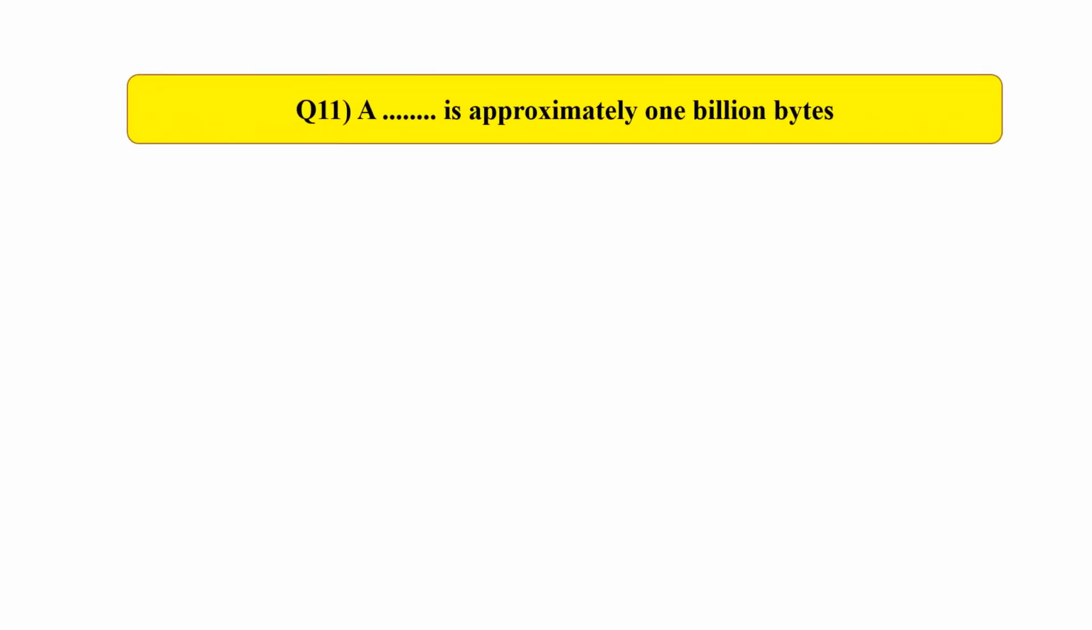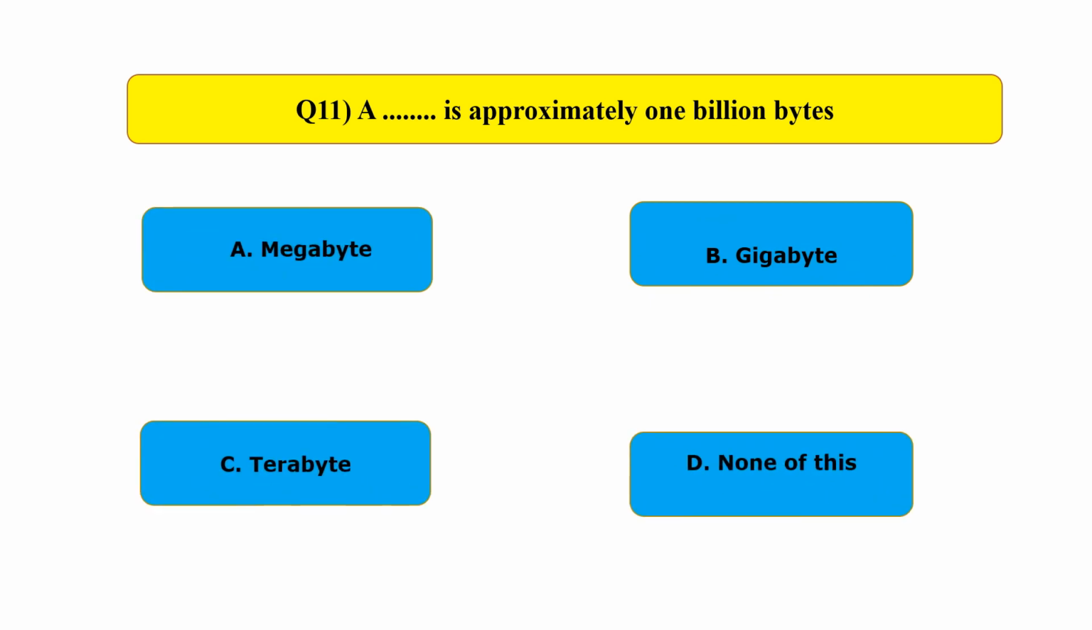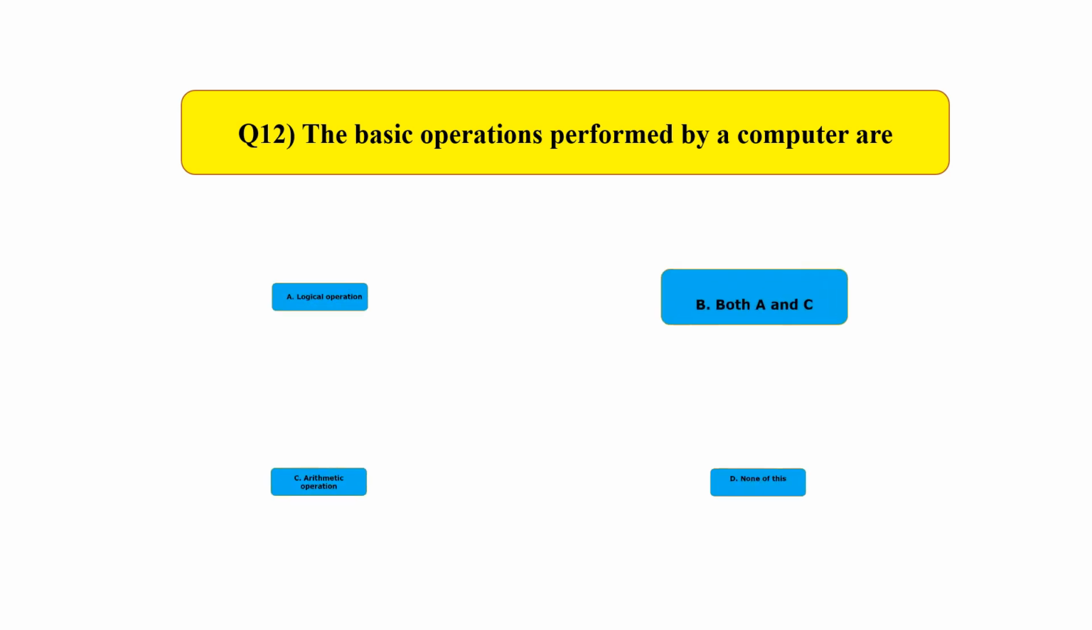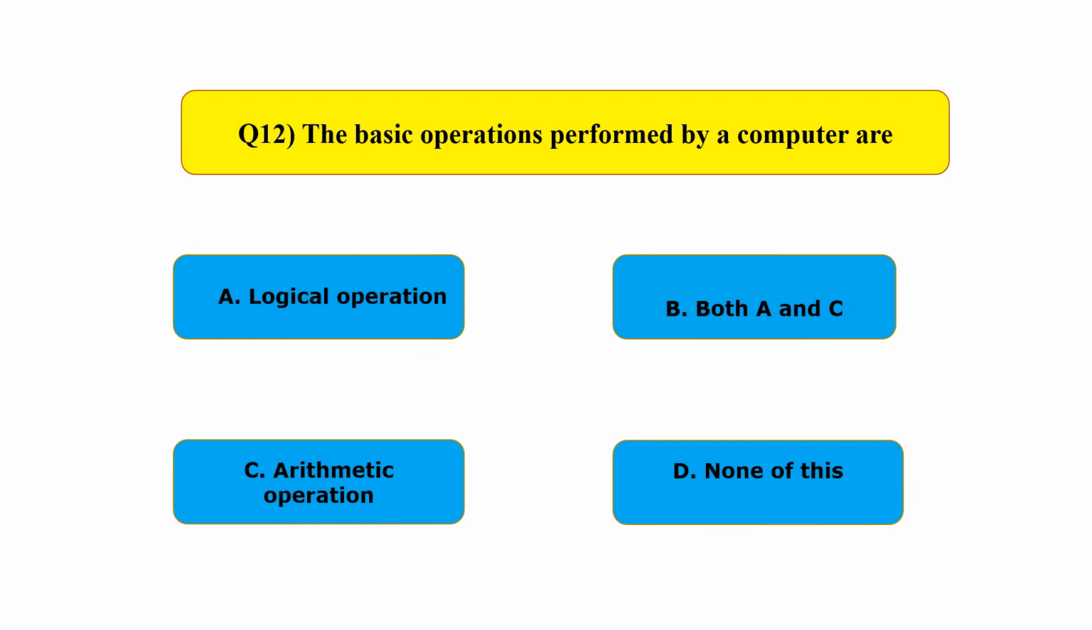A dash is approximately 1 billion bytes. Answer B. Gigabyte. The basic operations performed by a computer are, answer B. Both A and C.